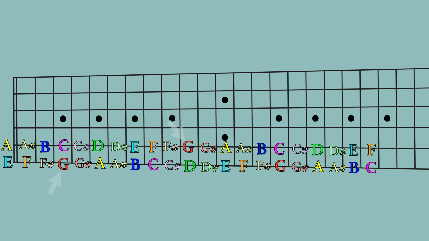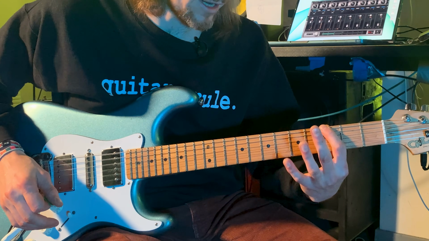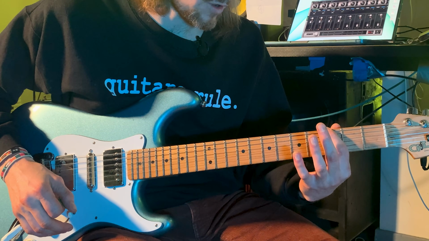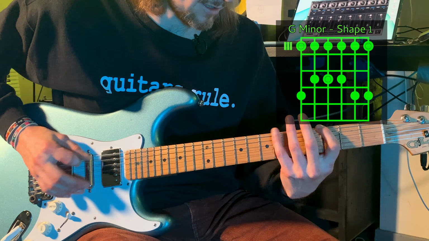So let's play shape 1 of the G minor pentatonic. Take a minute to think about that. Here it is. So I start on the 3rd fret, G, right? So that means I just boom. 3rd fret, shape 1, starts on the tonic.